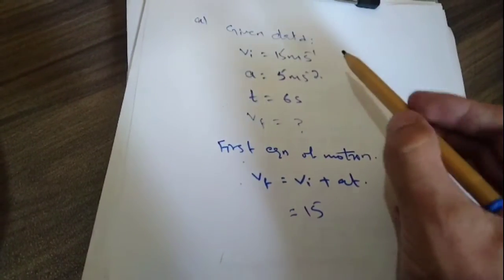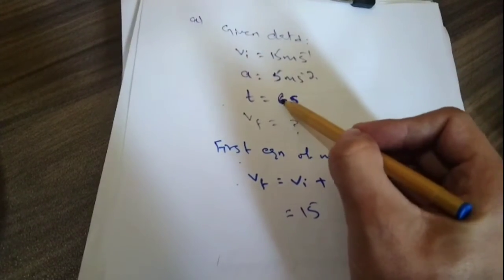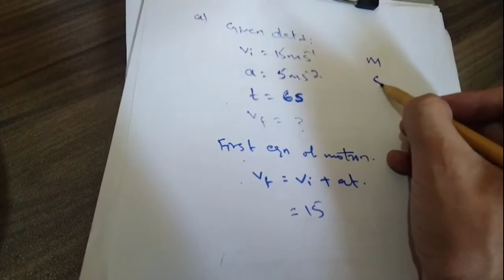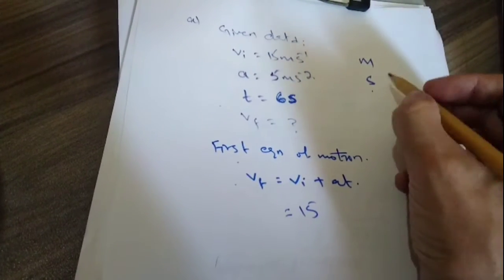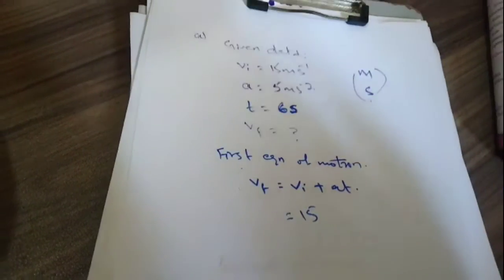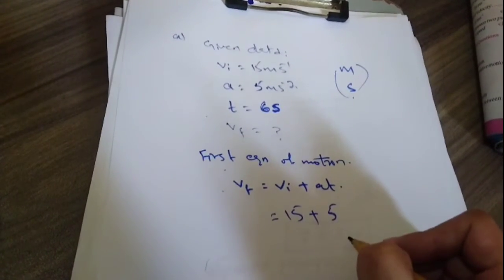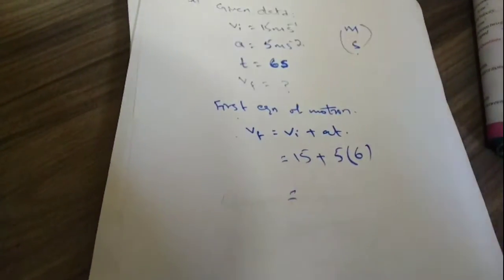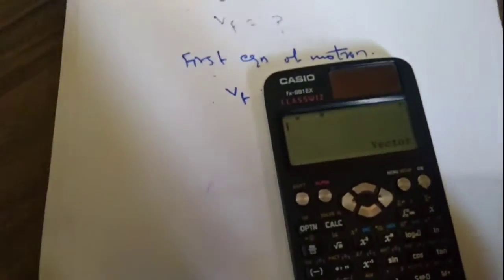And one thing I should tell you, that while solving a problem you have to tackle the units, that should be in SI units. So that means meters for distance, seconds for time. So here the units are given in SI, so we are not going to change them. So acceleration that is given is 5, time is 6. So what we will do, we will just insert the values.